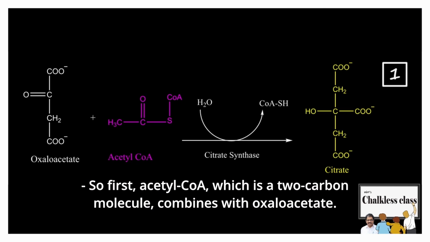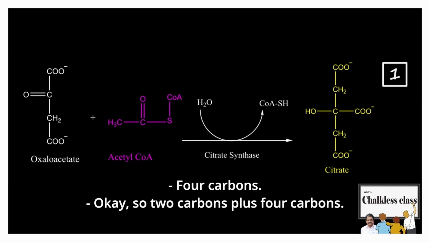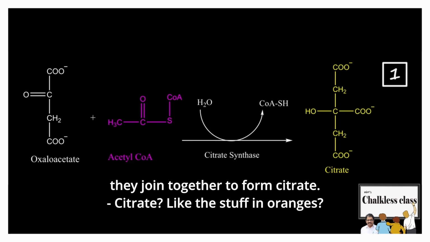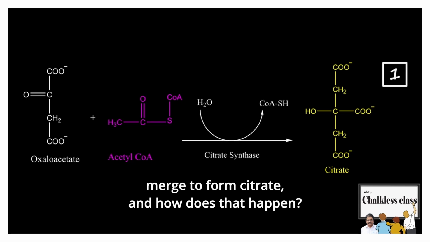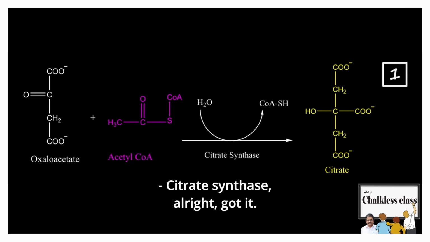So first, acetyl-CoA, which is a 2-carbon molecule, combines with oxaloacetate. How many carbons does oxaloacetate have? 4 carbons. Okay, so 2 carbons plus 4 carbons equals 6 carbons. They join together to form citrate. Citrate, like the stuff in oranges. Well, not exactly, but it's related. Okay, so 2 molecules merge to form citrate. And how does that happen? There's a special enzyme that makes it all happen called citrate synthase. Citrate synthase, all right, got it.